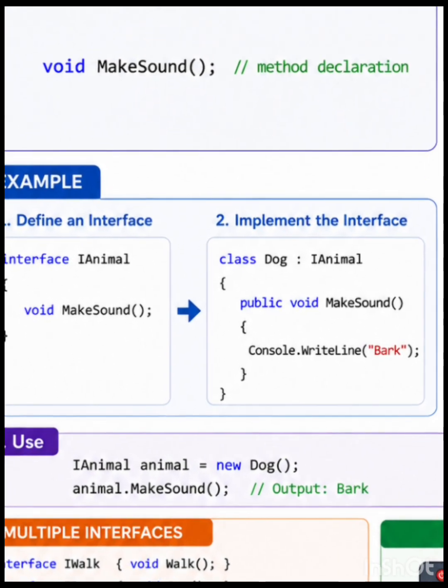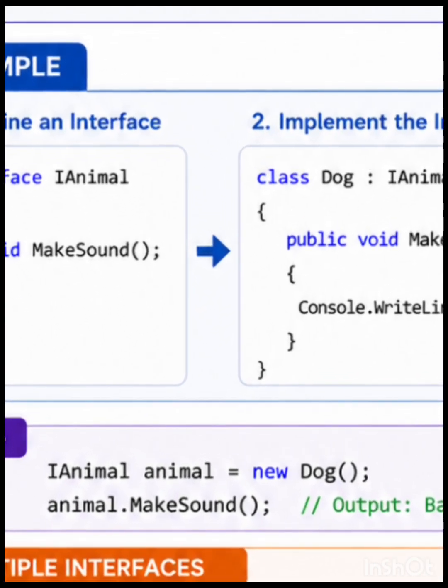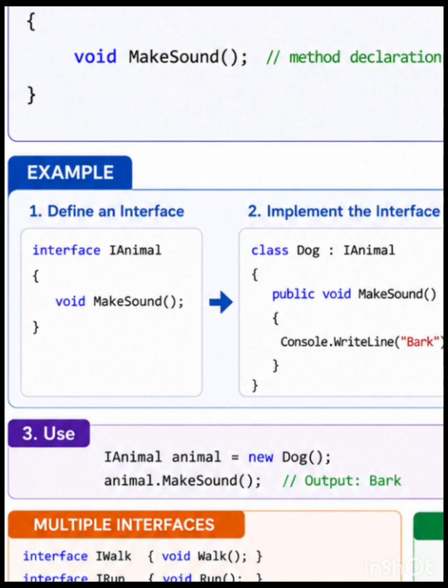When I want to access that method, bark, I'll have an interface reference, just the reference. Then I assign the Dog object to that interface reference of IAnimal. Then I call animal.MakeSound, and the output is the bark.